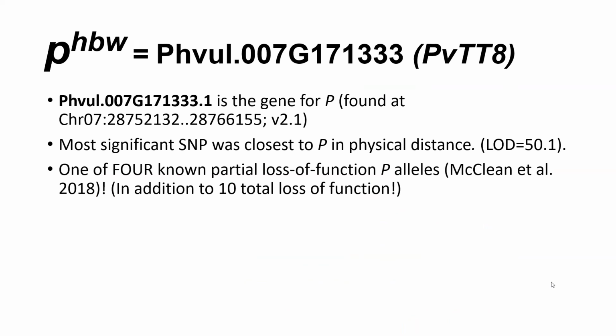So for this partial loss of function gene, again, we were thinking that maybe it's this Transparent Testa 8 ortholog, so TT8. That's an Arabidopsis gene. Again, this is only one of 4 known partial loss of function alleles at P, and the cDNA of those partial loss of function mutants was sequenced, but nobody was able to find any sequence differences. So there's something outside of the CDS that would be responsible, or it's a different gene entirely.